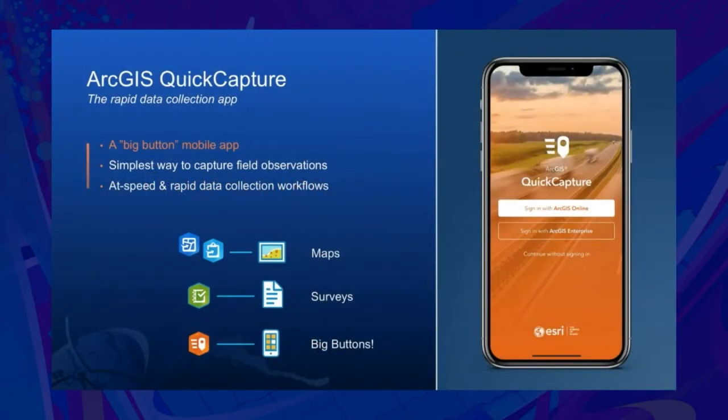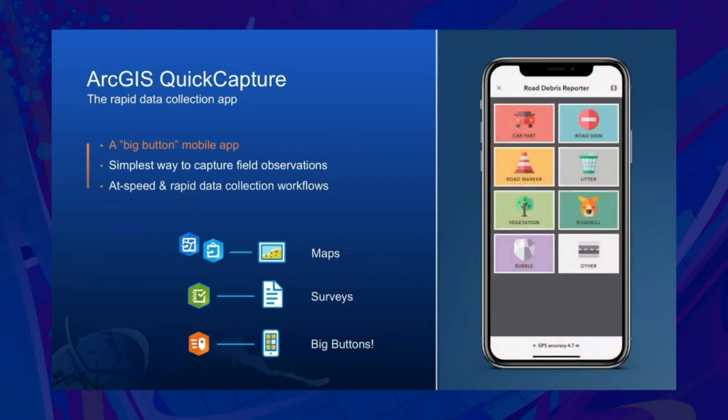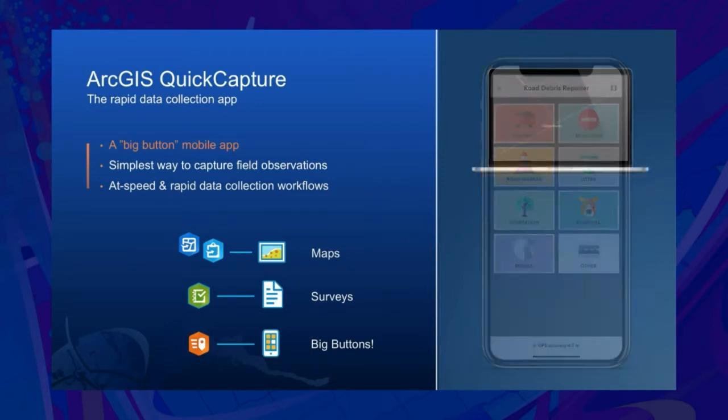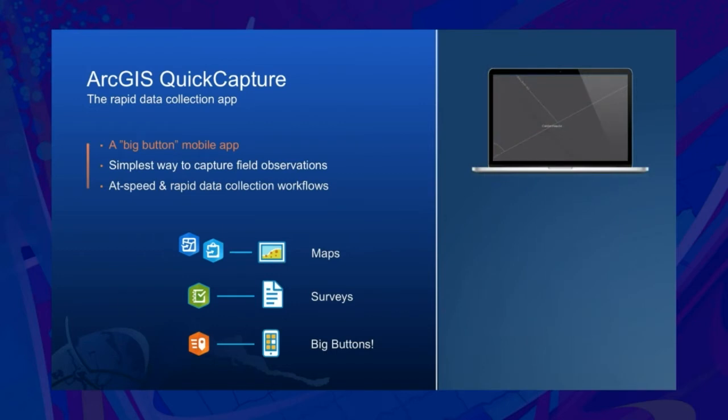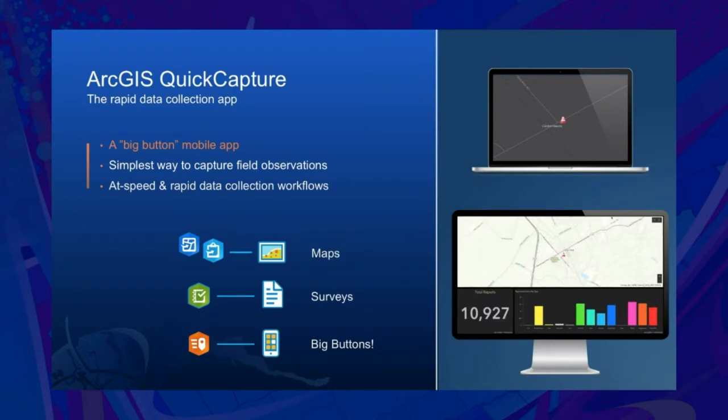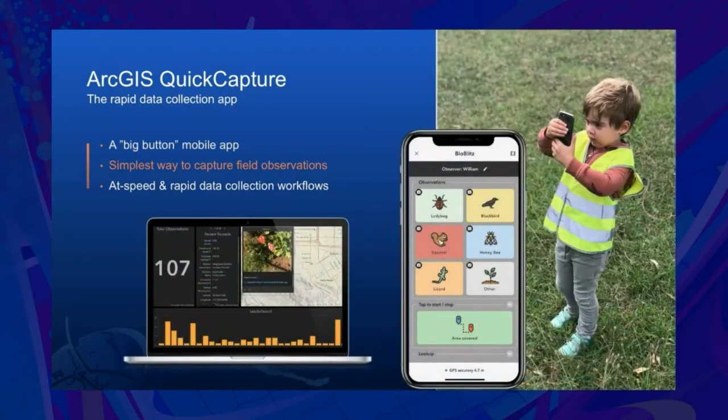So the point of difference with QuickCapture is that it is a big button mobile application. Where Collector or Field Maps are all about the map, Survey 123 is all about the smart form, QuickCapture is all about the big buttons. The user simply taps on a button to capture an observation, and that's it. The observation then gets automatically uploaded to ArcGIS to be visualized in maps and apps and to power your dashboards.